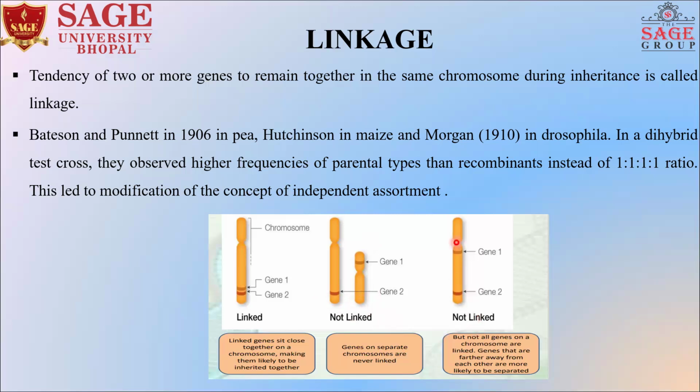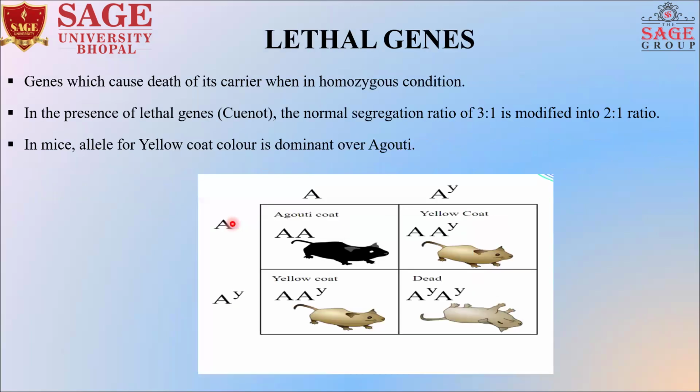Also, in case of this single chromosome, if genes are situated far away from each other, then linkage will not be there either. So that is why this tendency of two or more genes to remain together on the same chromosome during inheritance is the part of linkage. Linkage was observed by Bateson and Punnett in pea, Hutchinson in maize, and Morgan in Drosophila. So this is about linkage.